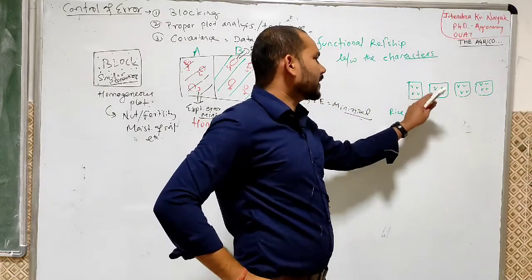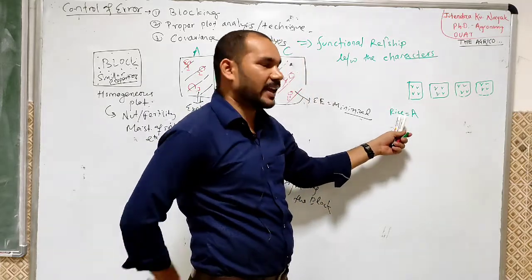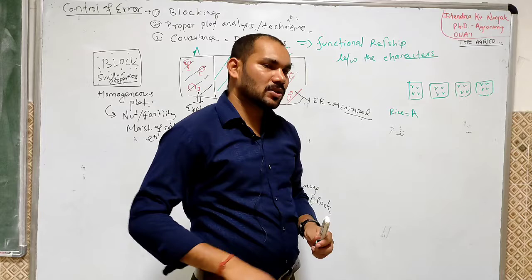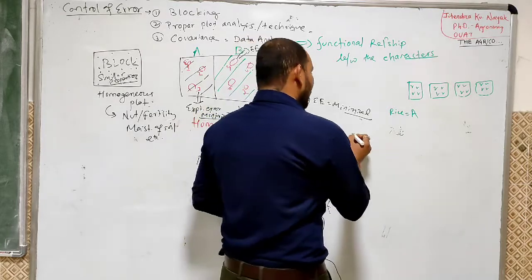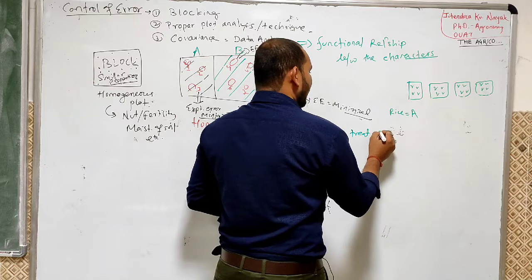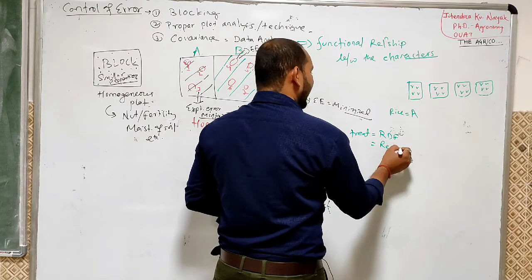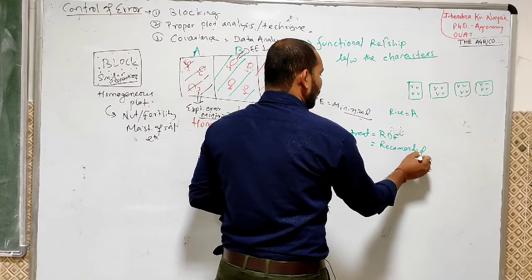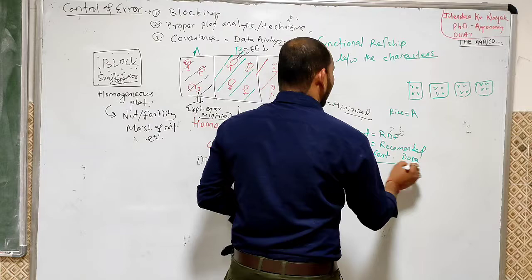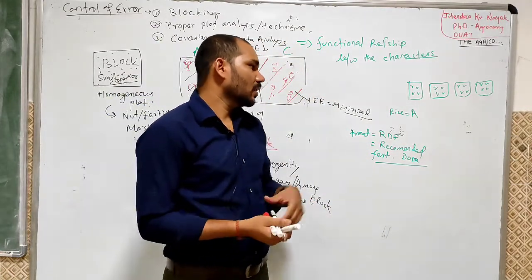This is one block, second, third, fourth block. This same variety A is grown in 4 blocks. Now we know that in the treatment, let the treatment be RDF, or you can say the normal recommended dose. Which dose? Fertilizer dose. Recommended dose of fertilizer, or you can say recommended fertilizer dose.